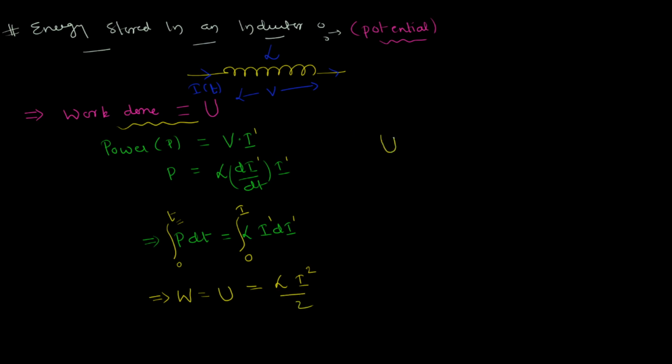So potential energy stored in an inductor is 1 by 2 L I squared. That's the energy stored across an inductor. All right, so that's pretty much that. So that's the expression.